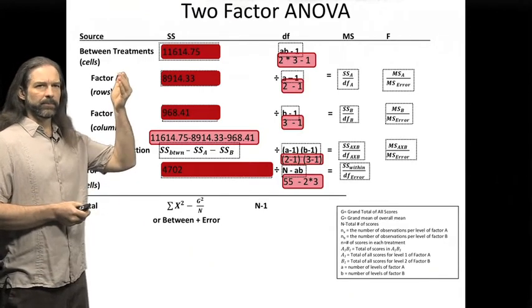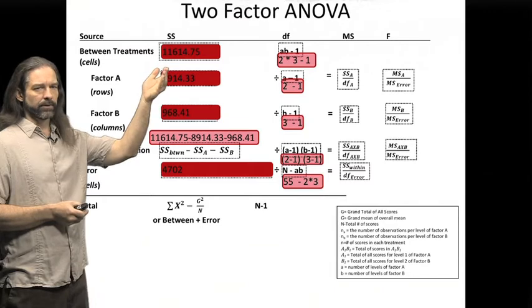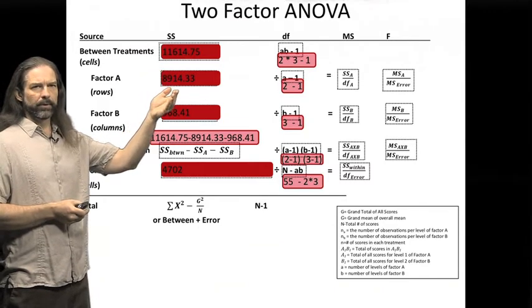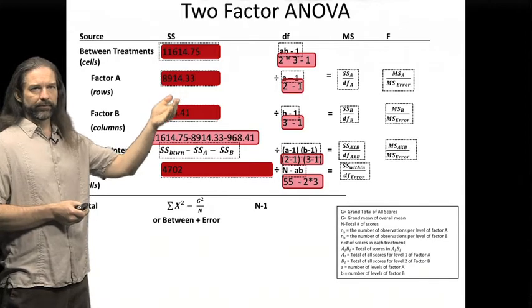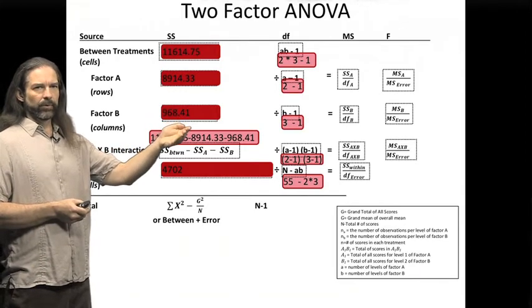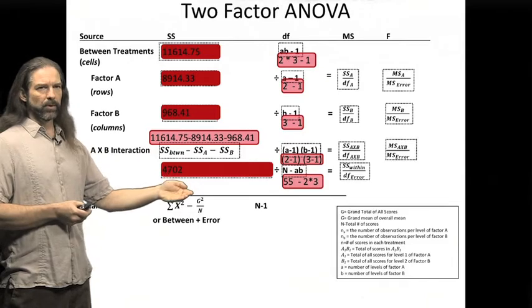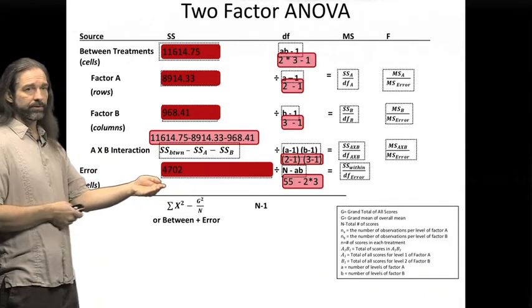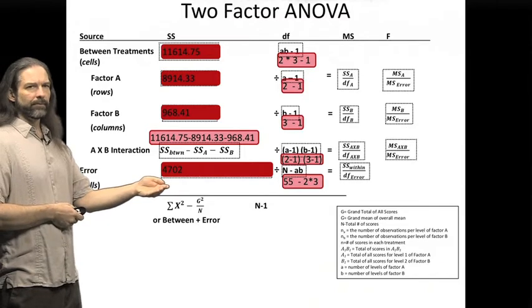I did the SS between. We got 11,614.75. We got 8914.33 for factor A, 968.41 for factor B. I've got to skip down here to cells again, so this is our error term. That's the sum of squares for all 6 cells added together, 4702.